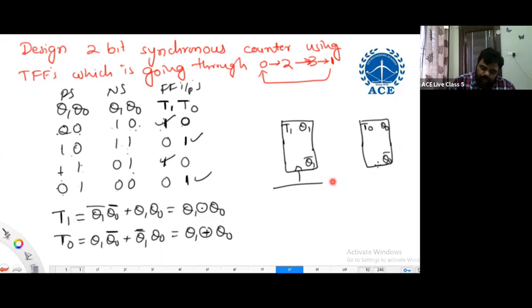Yovish, how are you going to use this logic circuitry? So it is a XNOR and here it is XOR.